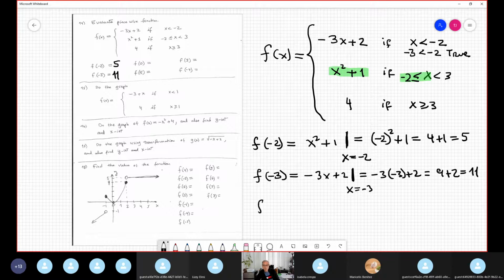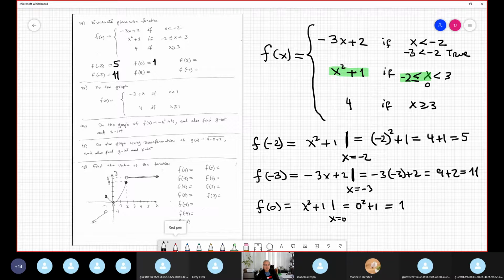And f of 0. What expression do I select for 0? The first, the second, or the third? The second, because 0 satisfies it perfectly. 0 is less than 3 and greater than -2. So the second, x squared plus 1 again, such that x is equal to 0. This is 0 squared plus 1 is 1. The answer is 1. Very good.